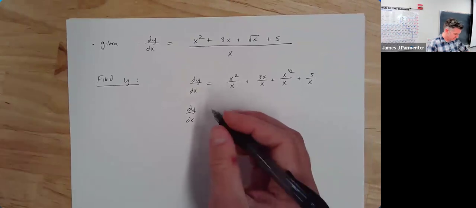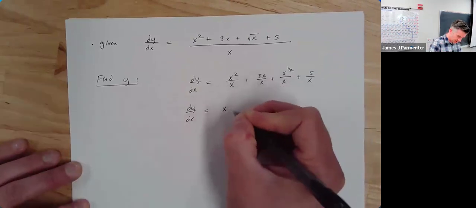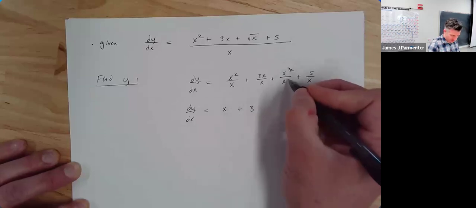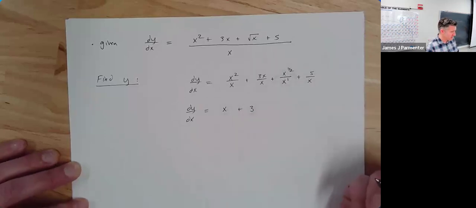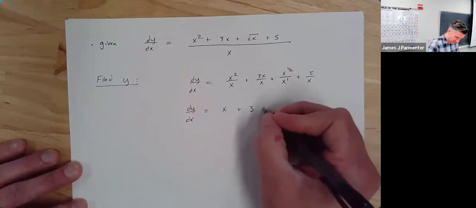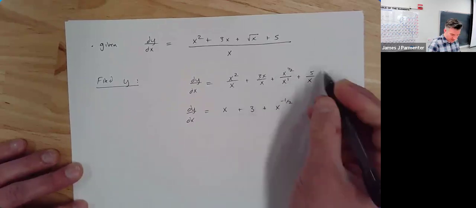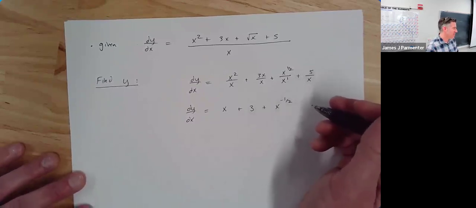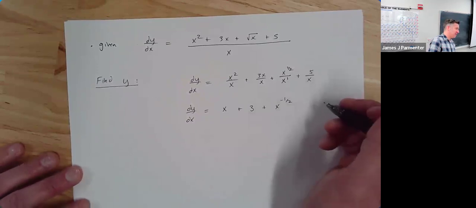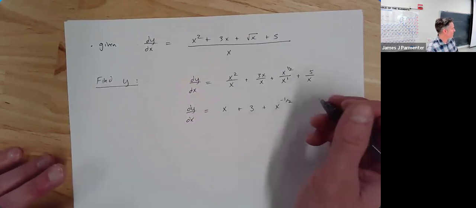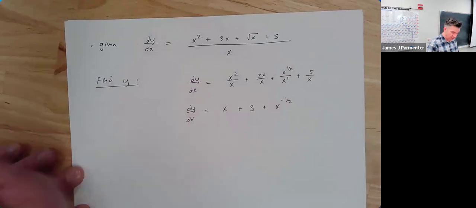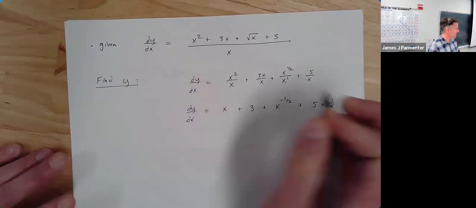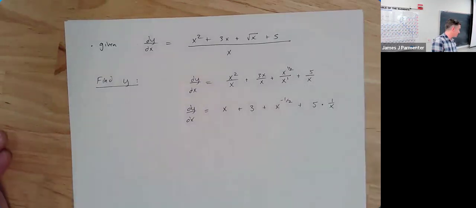So x squared divided by x is x. 3x divided by x is 3. X to the 1/2 divided by x to the 1, we subtract those powers and we get x to the -1/2. And here I've got 5 over x, which I could write as 5 times x to the -1. But specifically when the power is -1, we know we can't use the anti-power rule. And I prefer not to write it like that because it's harder for me to see what I need to do. So I would prefer to write this as 5 times 1 over x. I feel like that's the easiest way to know what I'm supposed to do next.